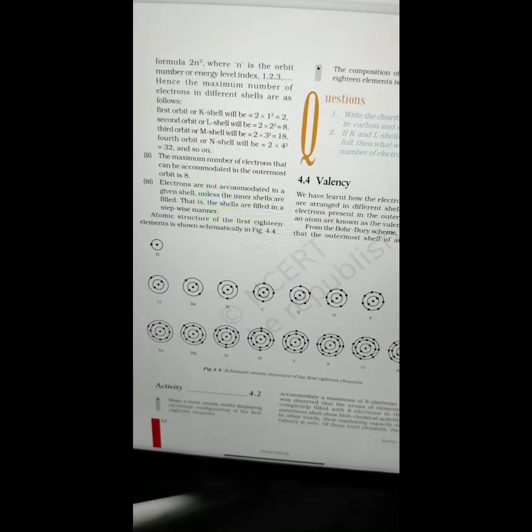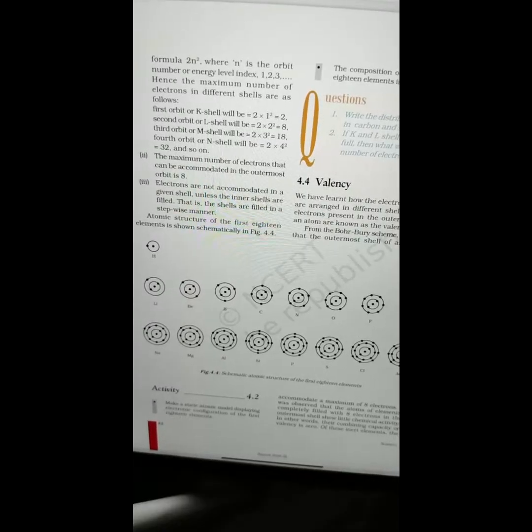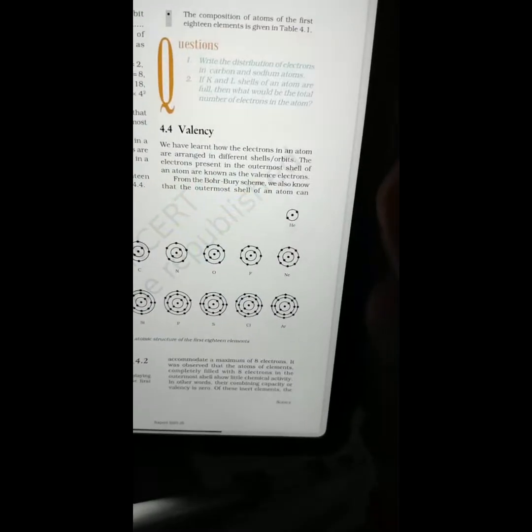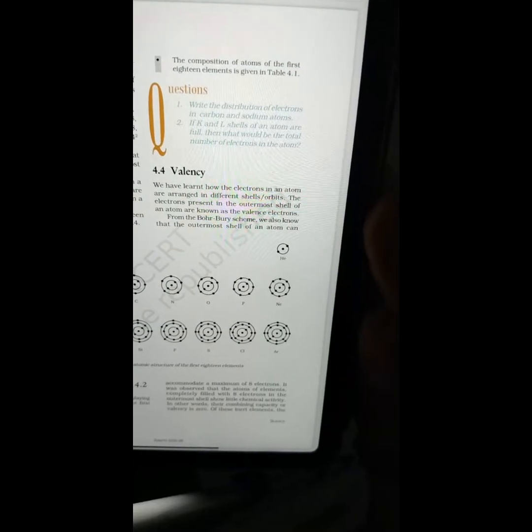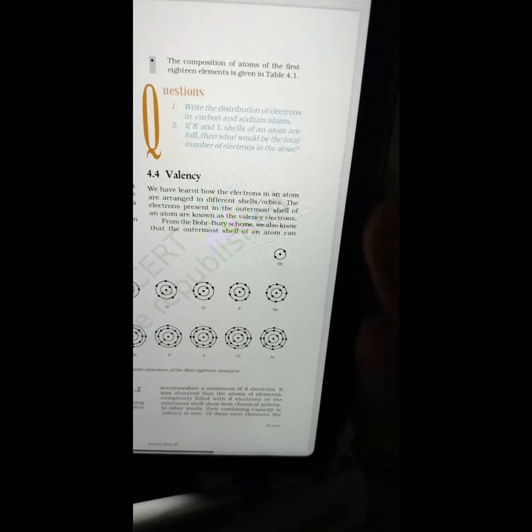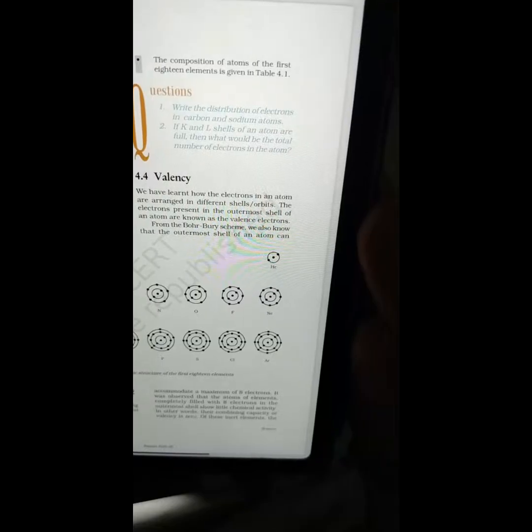Atomic structure of the first 18 elements is shown schematically in figure 4.4. Now, activity 4.2. Make a static atomic model displaying the electronic configuration of the first 18 elements. The composition of atoms of the first 18 elements is given in table 4.1. In-text questions: question number 1, write the distribution of electrons in carbon and sodium atoms. Question number 2, if K and L shells of an atom are full, then what would be the total number of electrons in the atom?